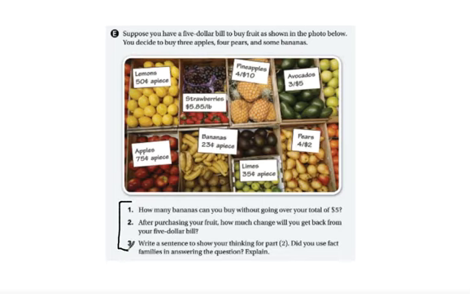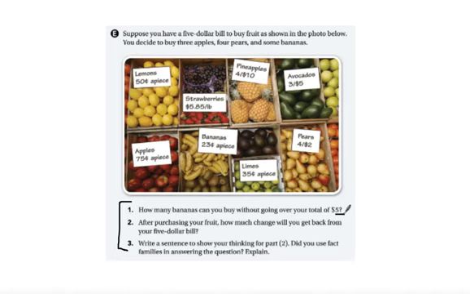It says how many bananas can you buy without going over your total of $5? So right here is your bananas. They're 23 cents a piece, so every banana is 23 cents. You only have $5. You need to figure out how many bananas you can have.